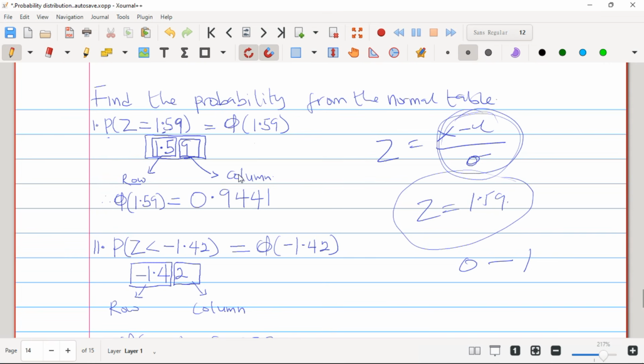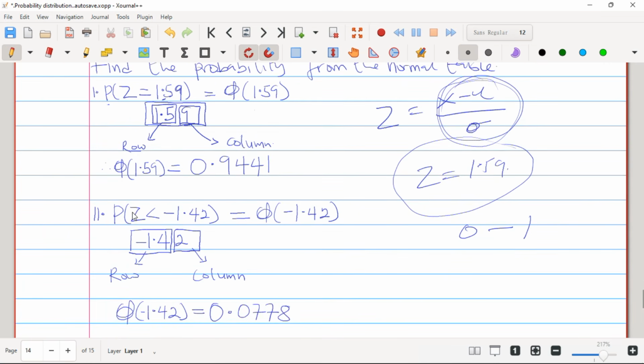Our next question has been given as this. We should find the probability that our z is less than negative 1.49. So typically you can see that this is our z. This question can be written as phi of negative 1.49. And then you can see clearly that this is having a negative, our z here is what?